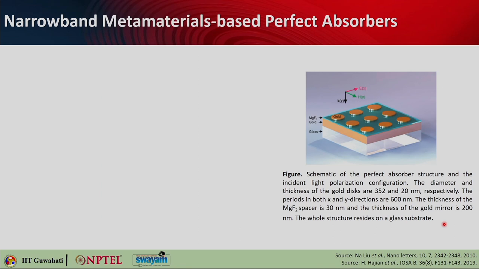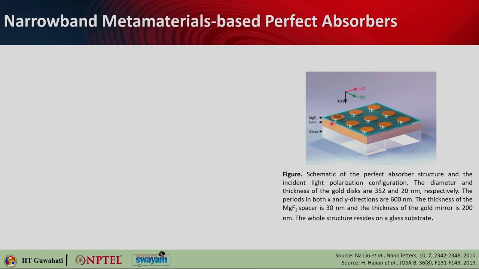Now, let us look into some of these techniques of how you design narrowband metamaterial based perfect absorbers. So, here is the schematic. You need lossy metal to design absorbers. Here is a schematic of a 2D array of gold disks. The diameter is 352 nanometer and the thickness is 20 nanometer, and the periodicity along both x and y directions is 600 nanometer.